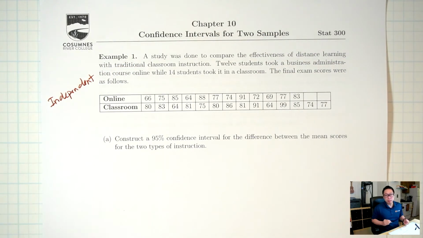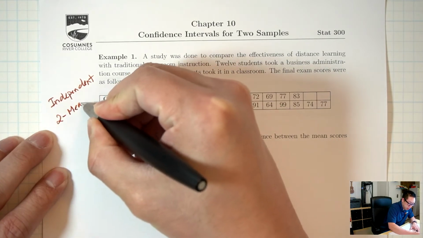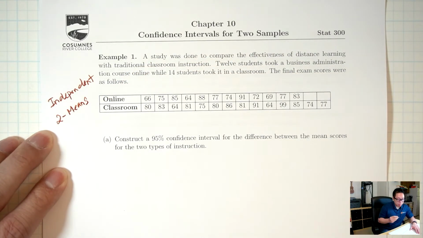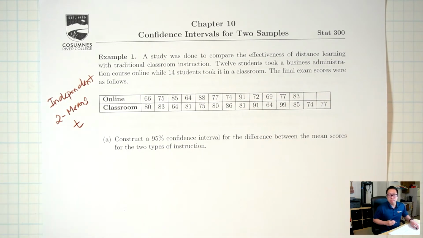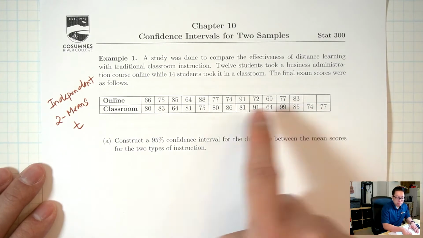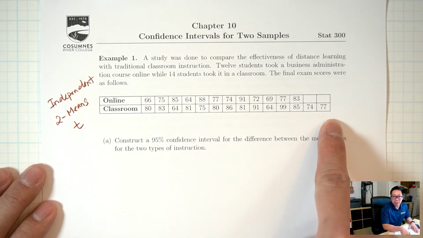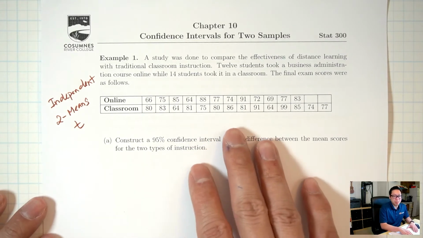And for independent, we run it as two means. And then just to remind myself, for means, I should be using t's throughout the problem. So this is independent. And actually, for this one, it's more obvious that it's independent. There's 12 students in the online and 14 students in the classroom. So it's a different sample size for the two groups. Because it's a different sample size, there's no way for you to match them anyway. So this one is more obvious that it's independent.